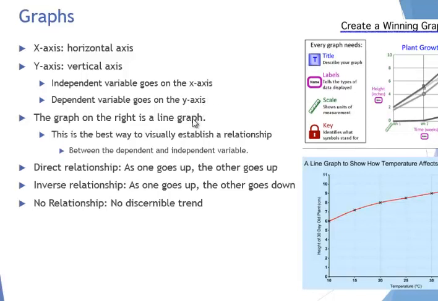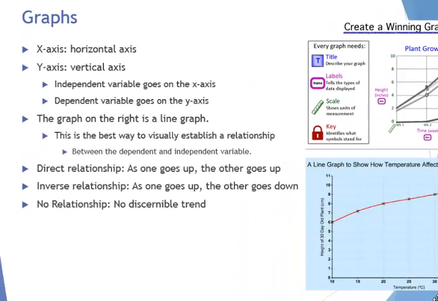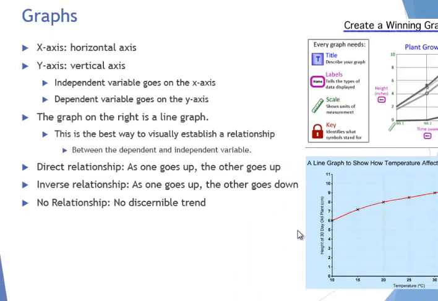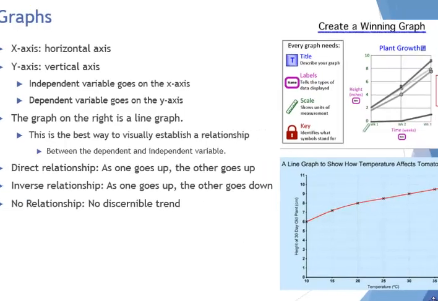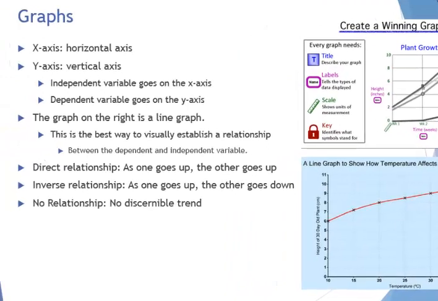Okay, so the graph on the right is a line graph, really both of them. There are 2 of them over here, and they're both line graphs. There are other types. There are bar graphs, but they're all essentially the same thing. And this is the best way to visually establish a relationship. You can see right away, without looking very hard, that as temperature increases, the tomato plant growth increases as well, and the same thing is true for these various things that you're feeding the plant with.